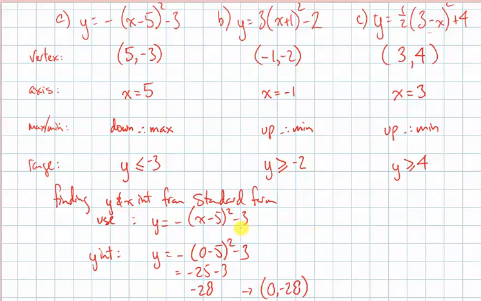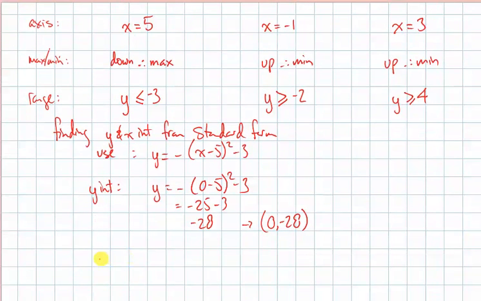Many people think it's the negative 3 value. It's not. It's not this number in standard form. It's this number when you're in general form. One more thing, the x-intercept, that's where the y-coordinate is 0. So to find the x-intercept, I need to solve this equation.